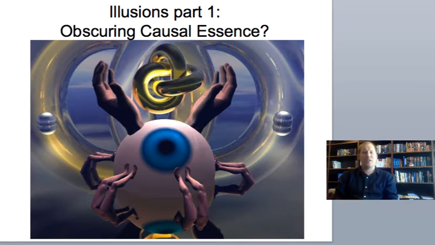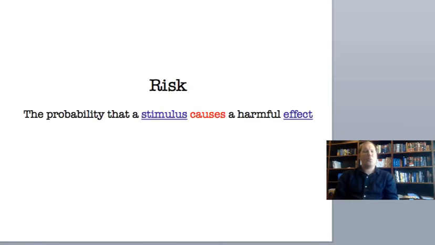So let's get started. To refresh ourselves why we're on this exercise about illusions, remember this is a class about risk, and we gave a definition of risk way back at the beginning that it's the probability that a stimulus causes a harmful effect. Well, implicit in that definition means we have to know that there's a stimulus, we have to know that stimulus causes, and specifically we have to know that it causes a harmful effect.